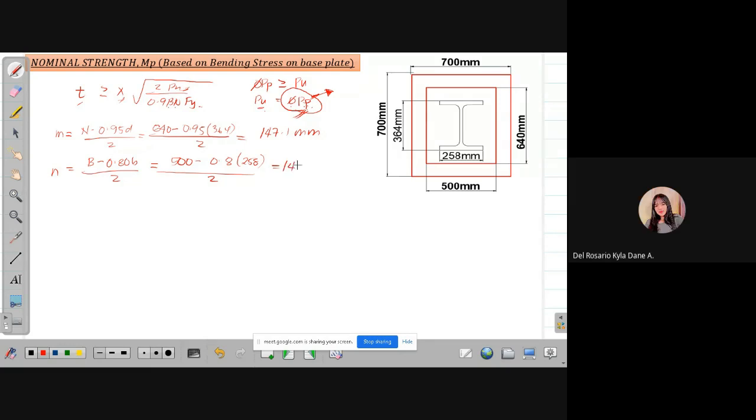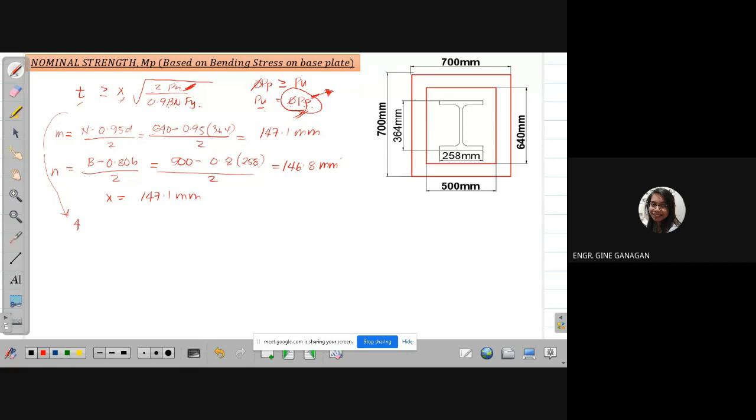146.8 mm. Okay? So alam mo na ngayon yung magiging X natin. That is the larger between M and N. That is equal to 147. Okay? So pag sinubstitute natin lahat yung values natin dito sa ating equation, makukuha natin yung value ng ating PU. Di ba?